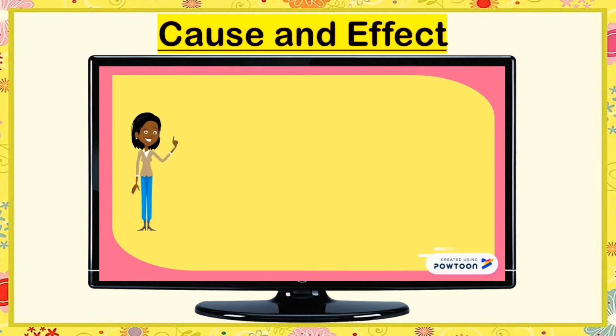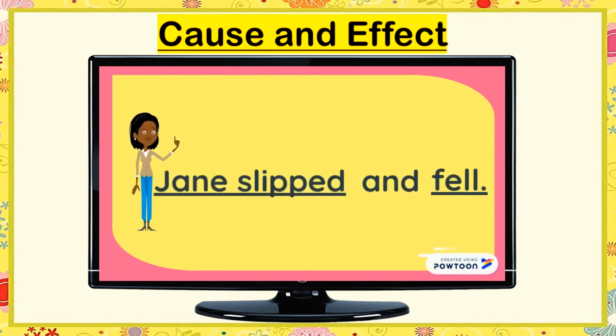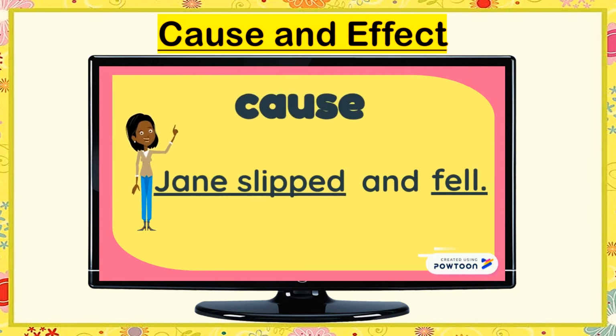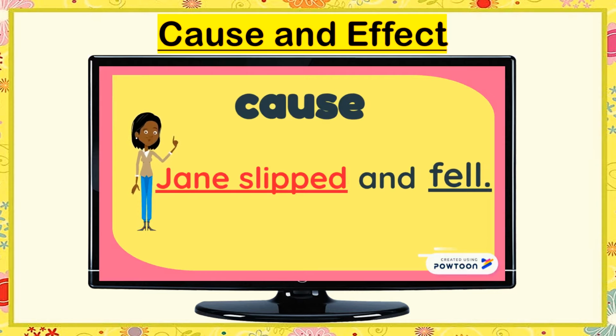Let's try it in sentences now. This sentence says, Jane slipped and fell. Now, what is the cause? Which event happened first? Jane slipped or she fell? That's right. Jane slipped first, so that is the cause.